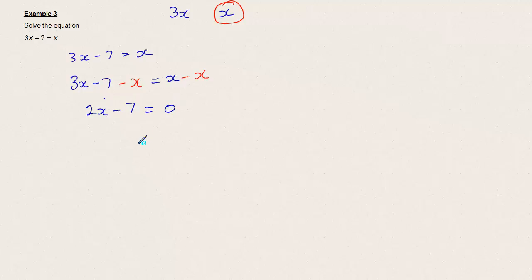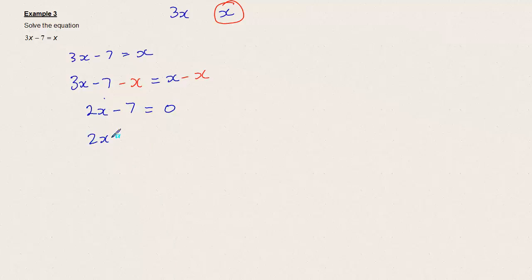So here we want to solve the equation 3x minus 7 equals x. On the left hand side I've got 3 x's, on the right hand side just a single x, so that's the smaller number of x's. So what I'm going to do is subtract x from each side. So we want to subtract x from the left and subtract x from the right, and that gives me 2x take away 7 is equal to 0.